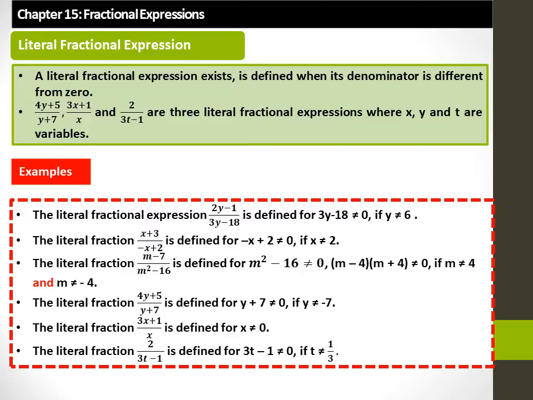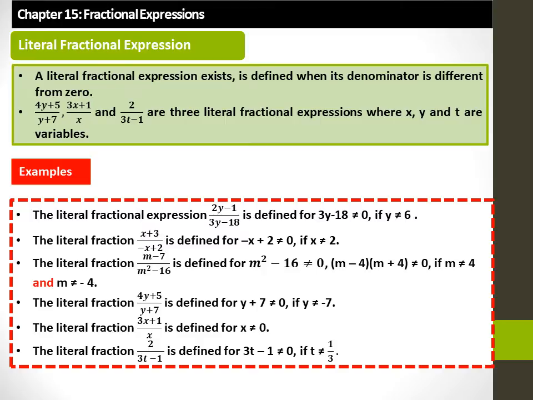The literal fraction (m - 7)/(m² - 16) is defined for m² - 16 different than 0. m² - 16 is written as (m - 4) times (m + 4). Therefore, (m - 4)(m + 4) is different than 0. When a product must be different than 0, then both factors must be different than 0. Therefore, m must be different than 4 and m must be different than -4.